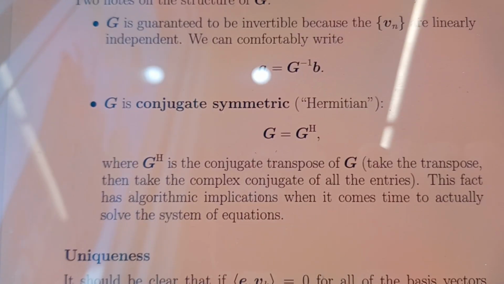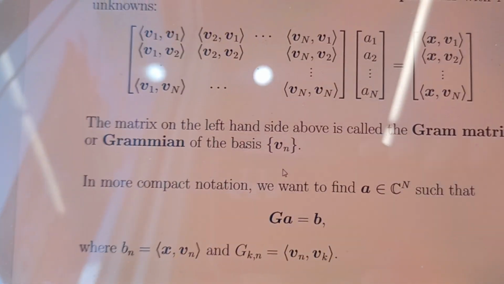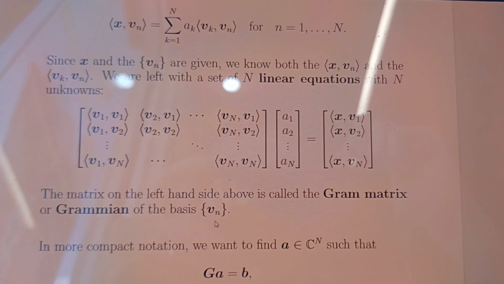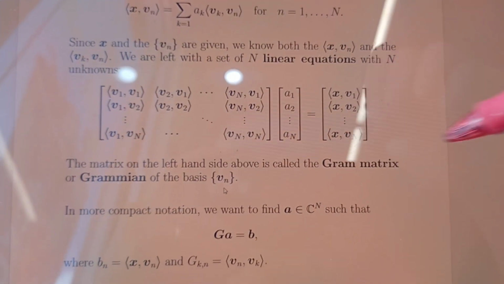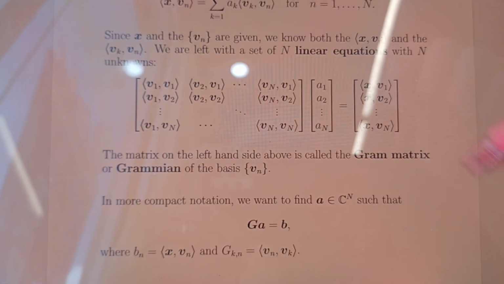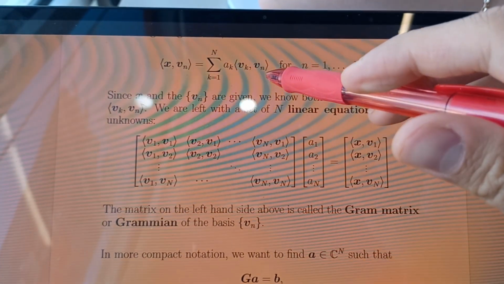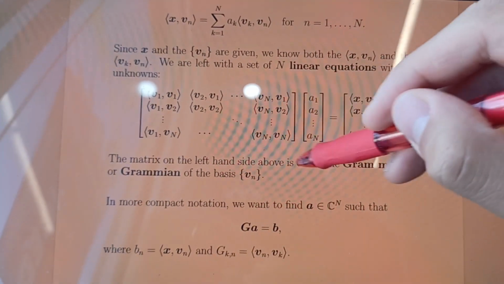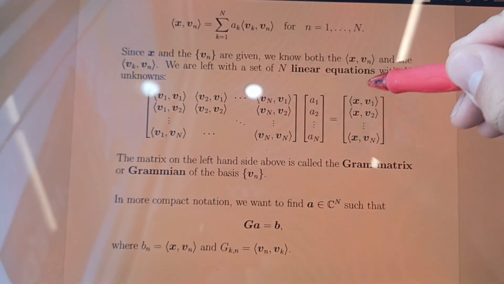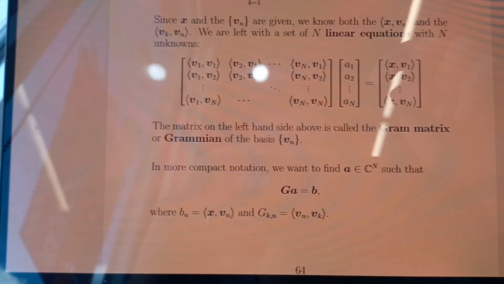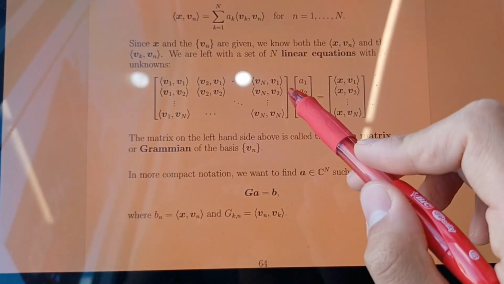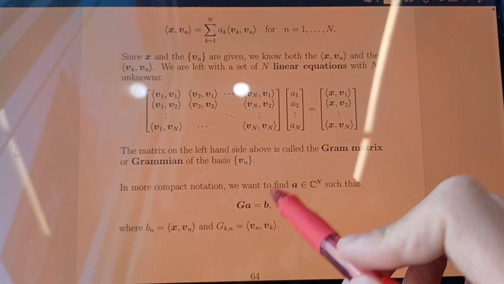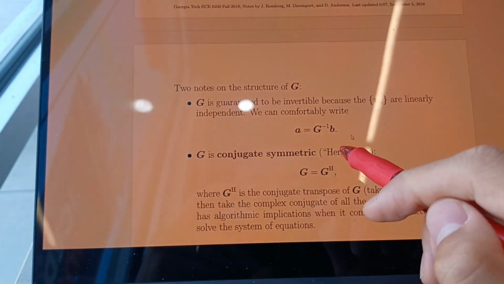And what we really want to know is A, because we already know what we're trying to approximate, the X, and we already know the orthobasis, the Vn or Vk. What we really want to know is how much of each orthobasis we need to best approximate the function X. So what we are interested in is A. So we're going to rearrange this equation Ga equals B into A equals G negative 1 B.